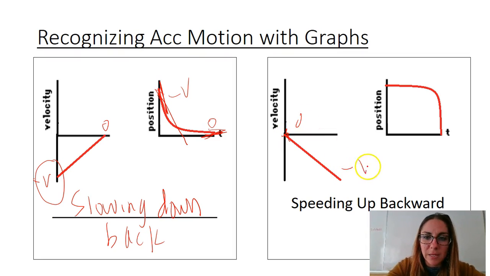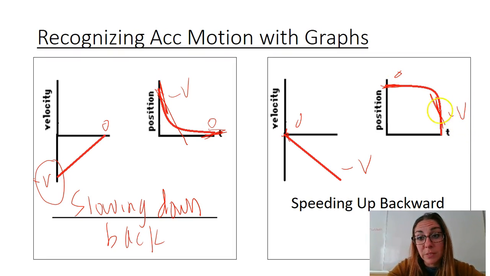I have a 0 here. I have a negative v here. I go from 0 to negative v. I'm speeding up. 0 slope here. Negative slope here. I'm going from 0 to a value, so I'm speeding up, but the slope tells me it's backwards. So those are all the different ways we can display our acceleration of speeding up or slowing down on a position and a velocity graph.